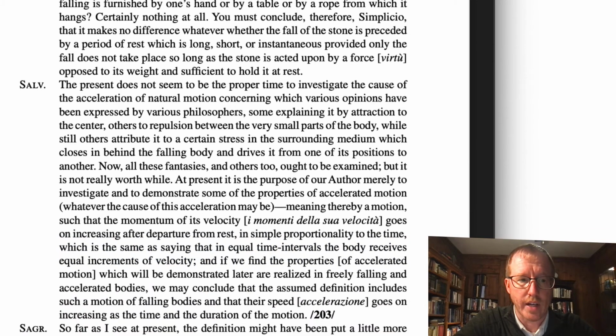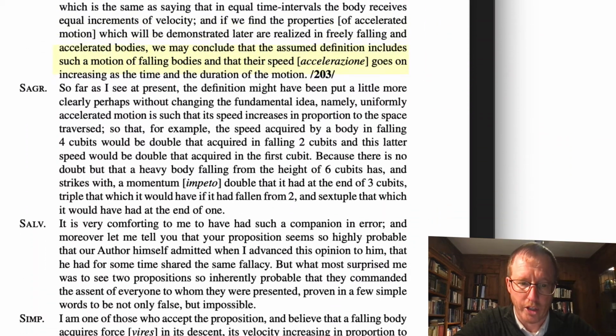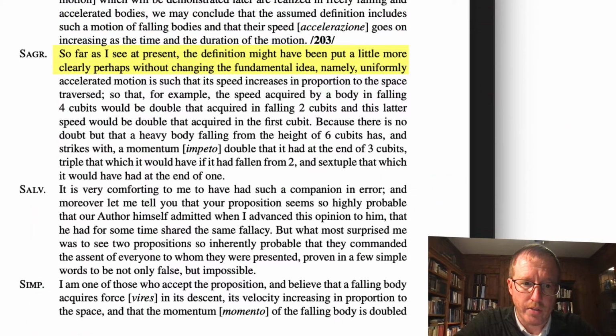Now, having said that, Sagredo brings up a counter-argument. He says, so far as I see at present, the definition might have been put a little more clearly, perhaps without changing the fundamental idea. So now what Sagredo is going to do is offer a counter-theory. He says, namely, uniformly accelerated motion is such that its speed increases in proportion to the space traversed, so that, for example, the speed acquired by a body in falling 4 cubits would be double that acquired in falling 2 cubits, and this latter speed would be double that acquired in the first cubit.